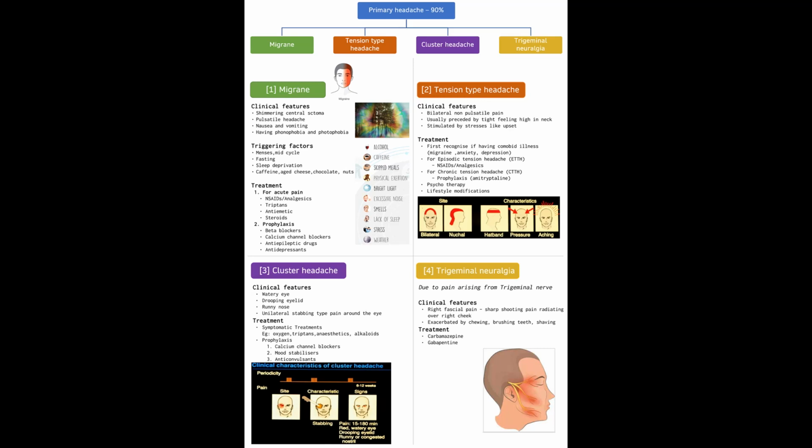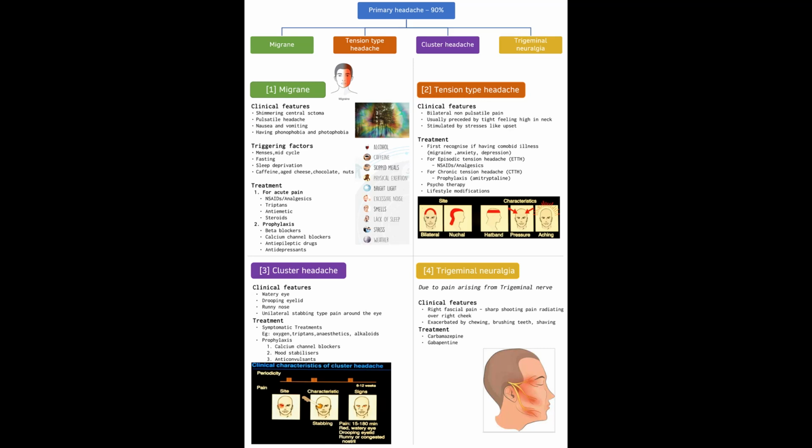The clinical features of migraine are a unilateral, pulsatile headache. You will get nausea and vomiting, and also these patients usually have phonophobia and photophobia. This headache is triggered by certain factors. Those are fasting, sleep deprivation, menses, and also some foods like chocolates, nuts, cheese, and caffeine.